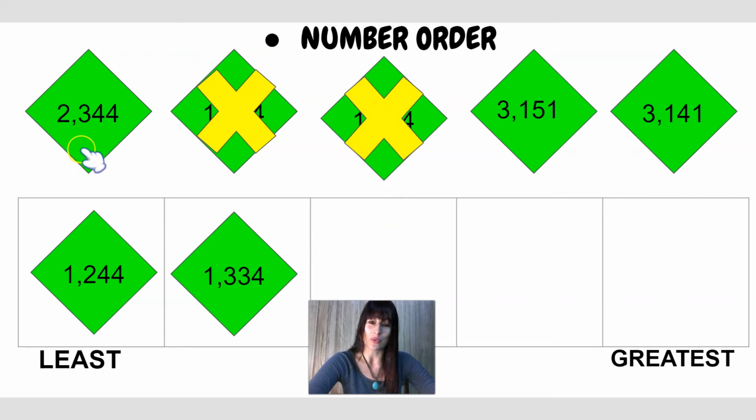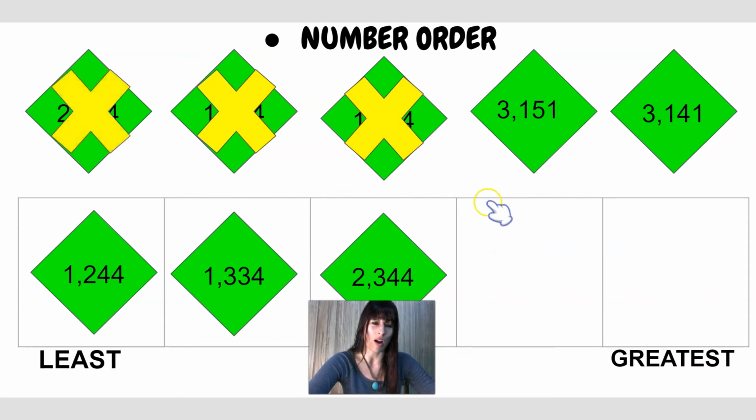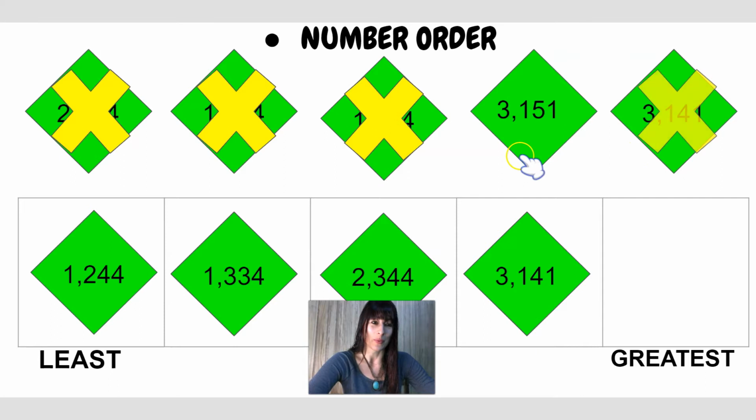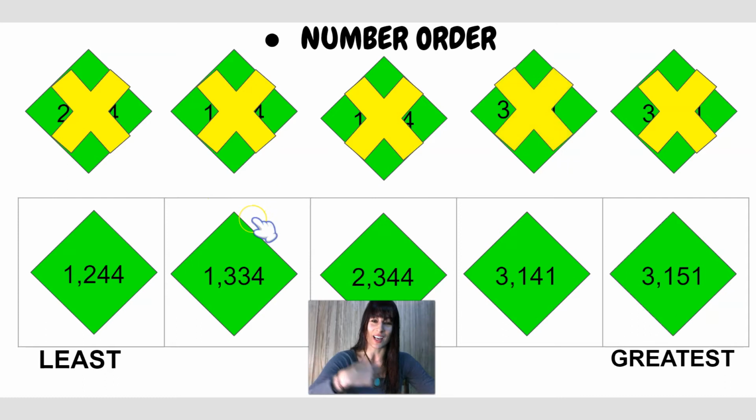And now we need to go to another number that is going to get the third place, and that will be the 2,344, right? Because I only have one of those here. And now, of course, I have to decide, let's check that one off. I have to decide between these two. Again, I look at the hundreds place value, still the same. Let's look at the tens place value. All right, this one is less, so I will pick that one to come next. And of course, the greatest number will be 3,151. And that is our number order from least to greatest.